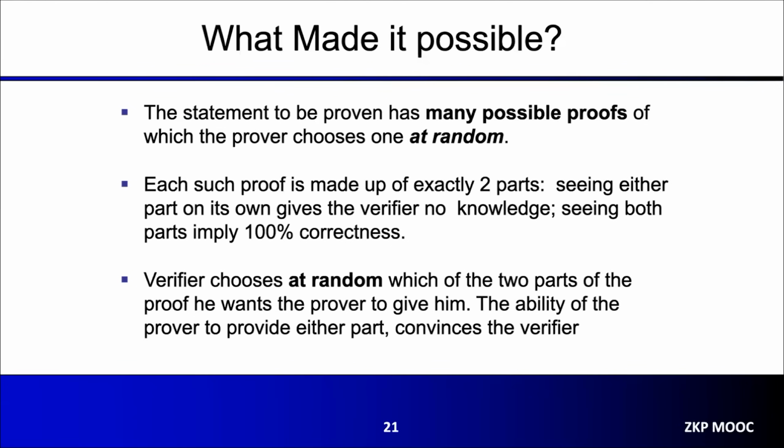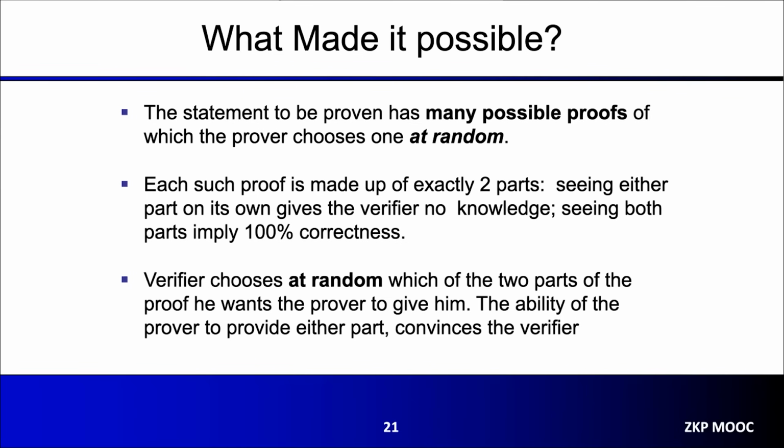So what made this possible? Here's one intuition. There's lots of possible executions, so there's lots of possible interactions or proofs. And the prover essentially chooses one of those many possibilities in the first step. When he sends r squared, he's sort of choosing one of these many possibilities at random. And every one of these many random proofs is made of exactly two parts.